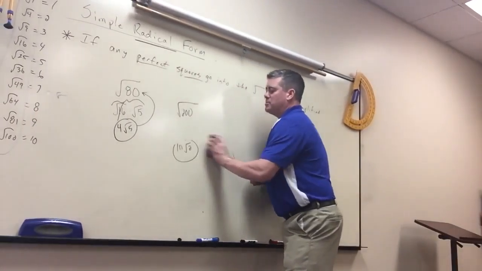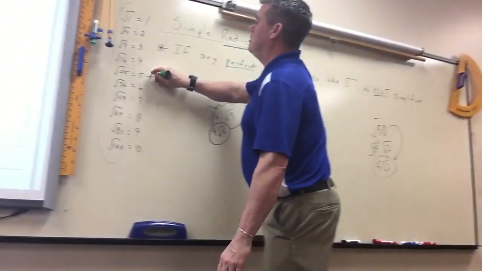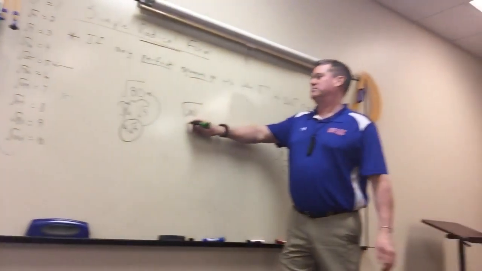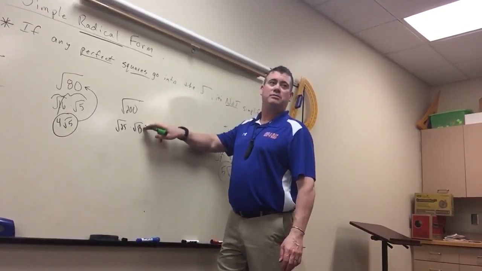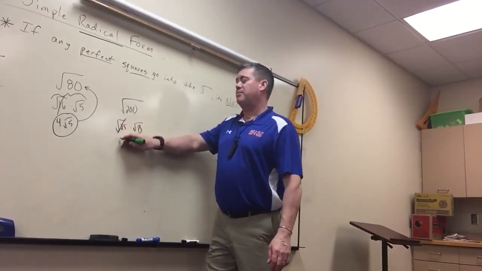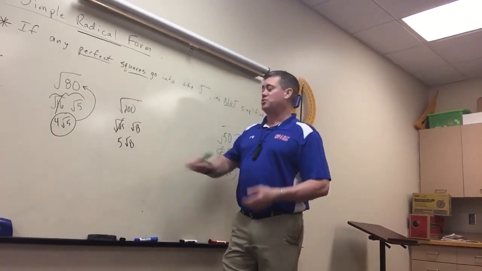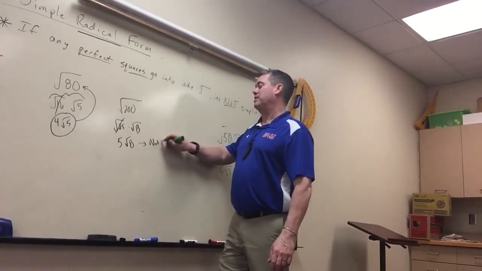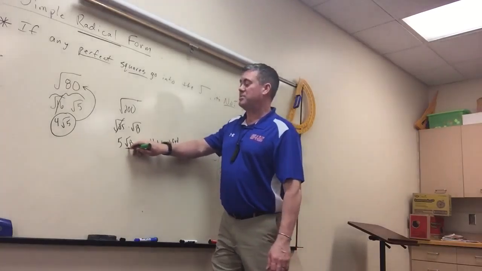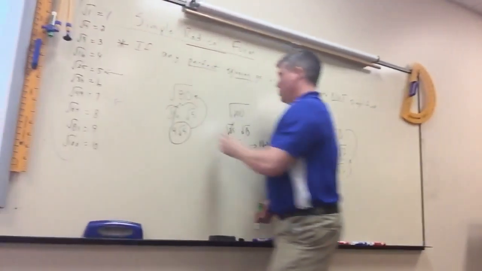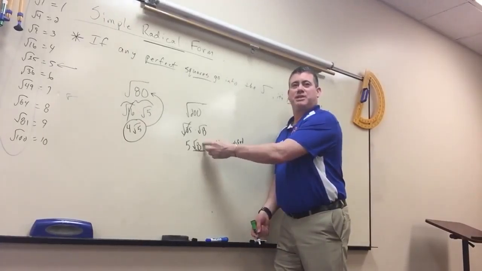Now, sometimes you don't find the biggest perfect square. Someone might have picked 25 right away. 25 times 8 is also 200. And the square root of 25 is 5, so 5 square roots of 8. Which is correct, it's just, that's not simplified either. Because 4 goes into 8. So what happens is we just got to simplify this again.